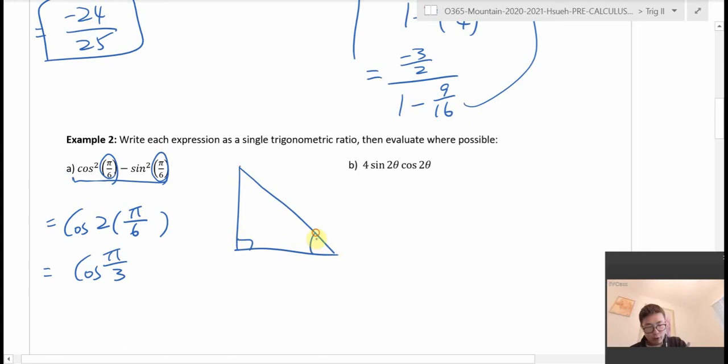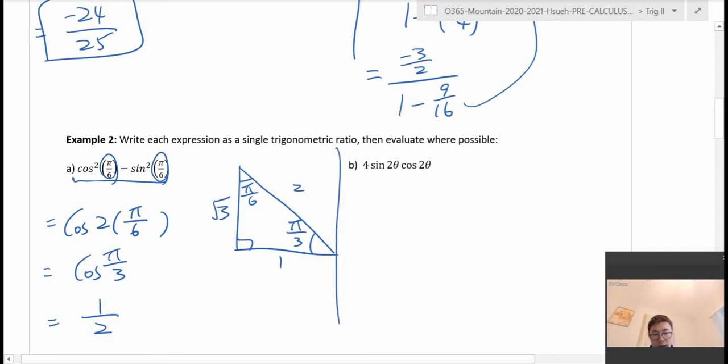Again, here's your special triangle. Pi over 3, pi over 6, 1, 2, root 3. Cosine is adjacent over hypotenuse, so it's going to be 1 over 2. That's it. Okay, cosine is adjacent over hypotenuse.